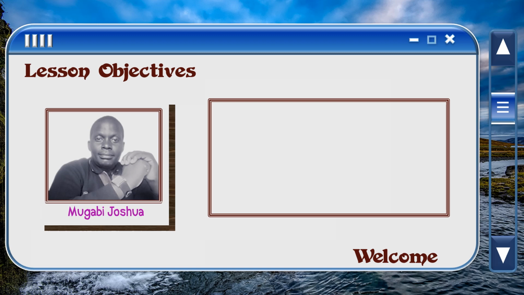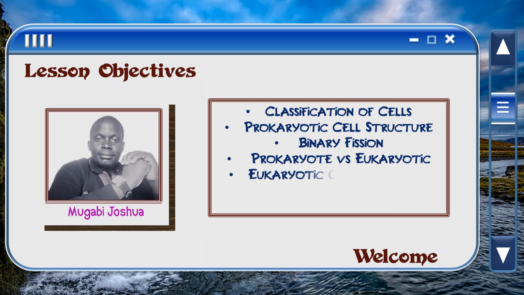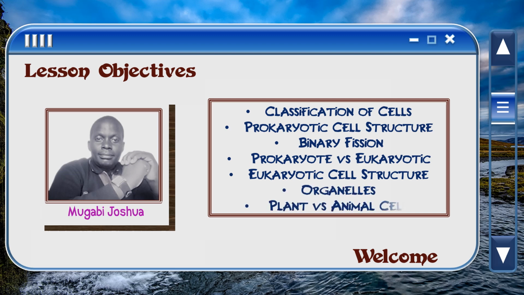The lesson objectives are classification of cells, prokaryotic cell structure, binary fission, prokaryote versus eukaryote, eukaryotic cell structure, organelles, and plant versus animal cells.